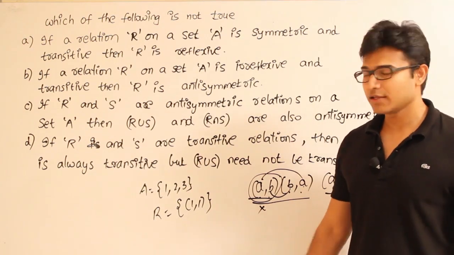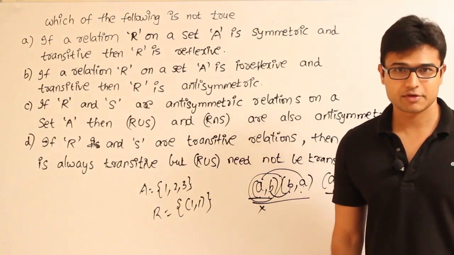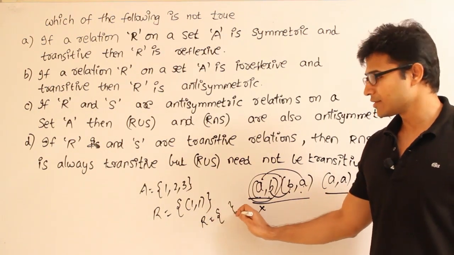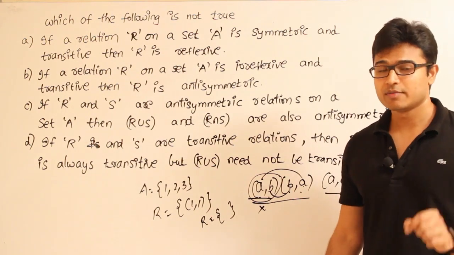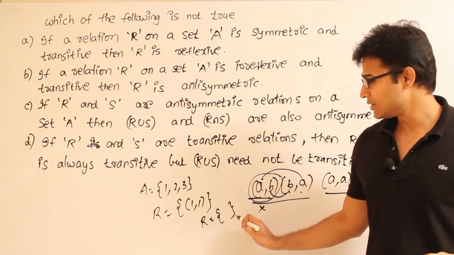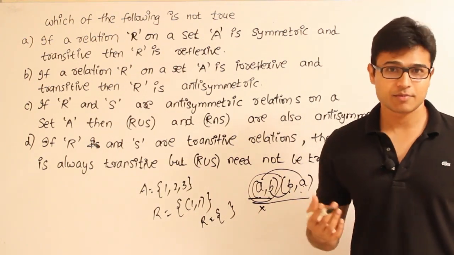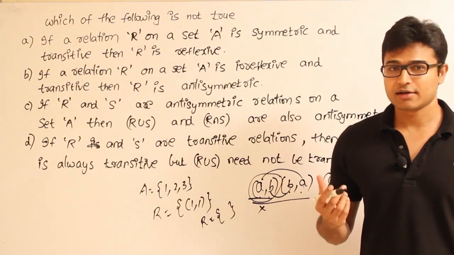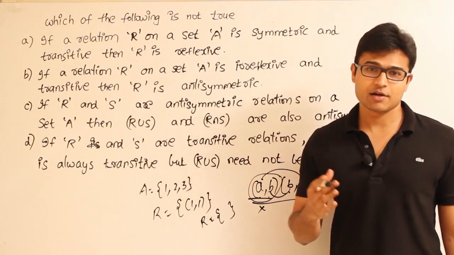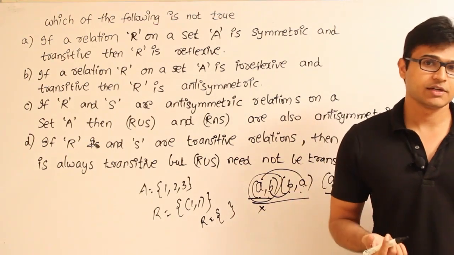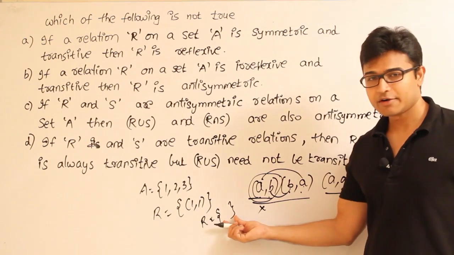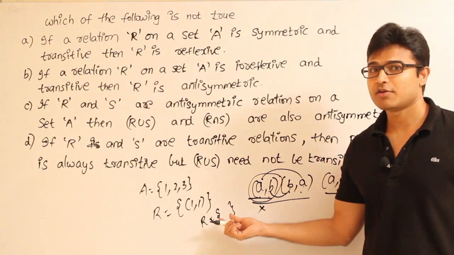If it does not contain A comma B at all, then it is going to be symmetric. For example, the simplest relation is R equal to empty set. Empty set is both symmetric as well as transitive because it does not contain any elements of type A comma B. Therefore, you need not check at all. It is directly symmetric, and it does not contain any elements of type A comma B and B comma C. Therefore, you need not check for A comma C. It is directly transitive. So it is both symmetric as well as transitive, but not reflexive.